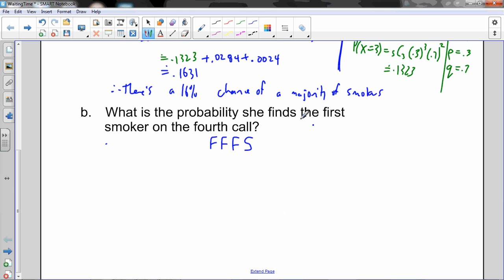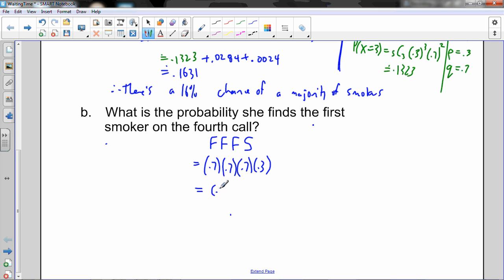Good. What's the probability she finds the first smoker on the fourth call? It has to go failure, failure, failure, success. Well, what's the probability the first one is a failure, or a non-smoker? Well, that's 70%. The second one, well, 70%. We're assuming they're independent trials. 70%. And it has to be this way, it has to have this very, very specific form. It has to go 0.7, 0.7.